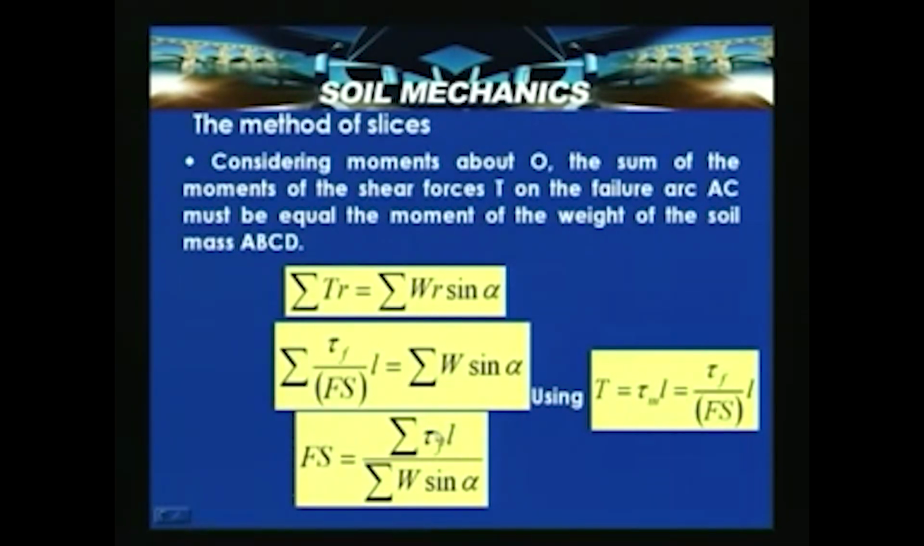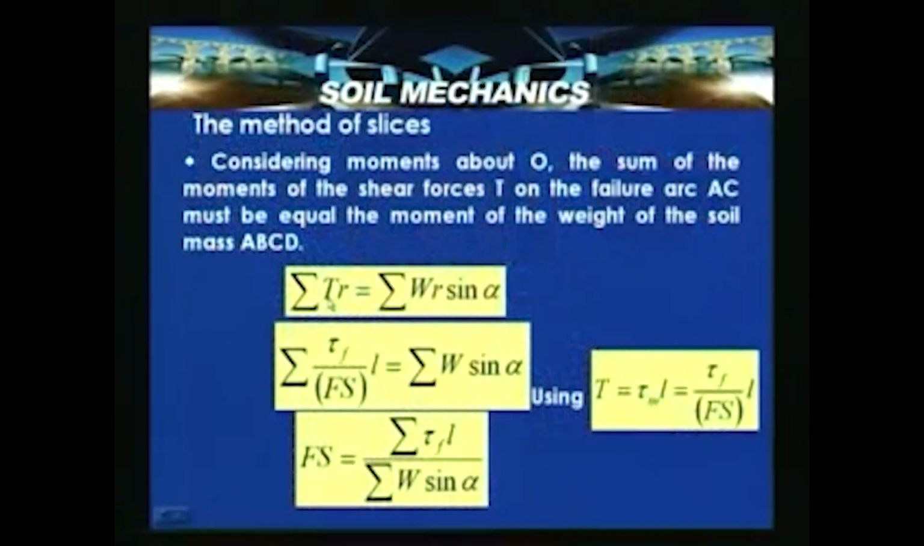Now, considering the moments of all these forces about O, the sum of the moments of the shear forces T on the failure arc AC must be equal to the moment of the weight of the soil mass ABCD. So, that means that considering the moments about O, the sum of the moments of the shear forces T on the failure arc AC must be equal to the moments of the weight of the soil mass ABCD.